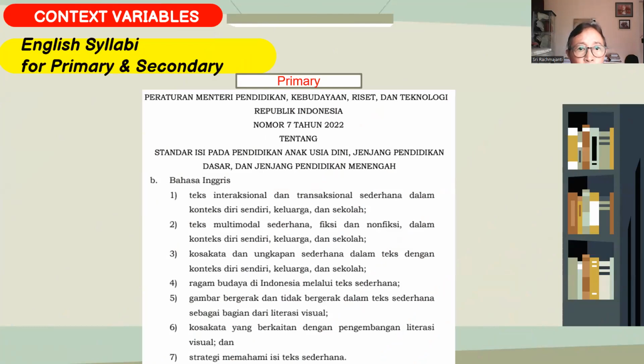This is, as I told you, Peraturan Menteri Number 7, 2022. Look at this. Based on the latest policy, primary school can teach English formally. And here are the competencies for primary school. Look at the text, only interactional and transactional. Multimodal, and then vocabulary. Here, ragam budaya, but very simple text. Gambar bergerak, video, film, you see that? As a visual literacy. Okay, next please, Pak.